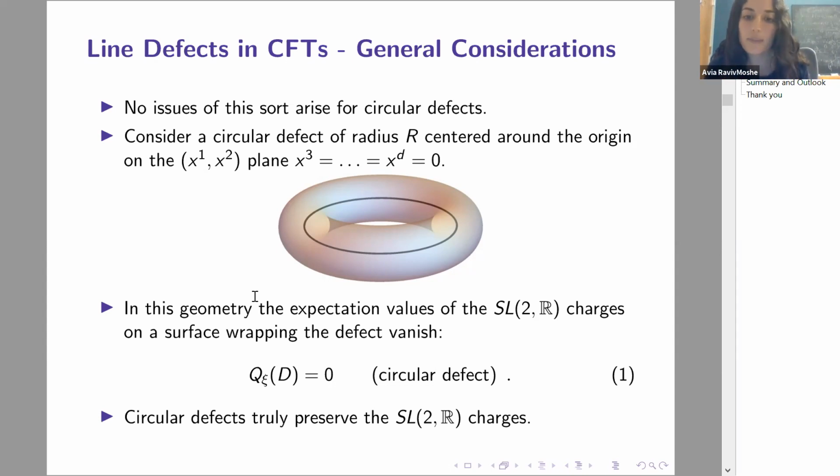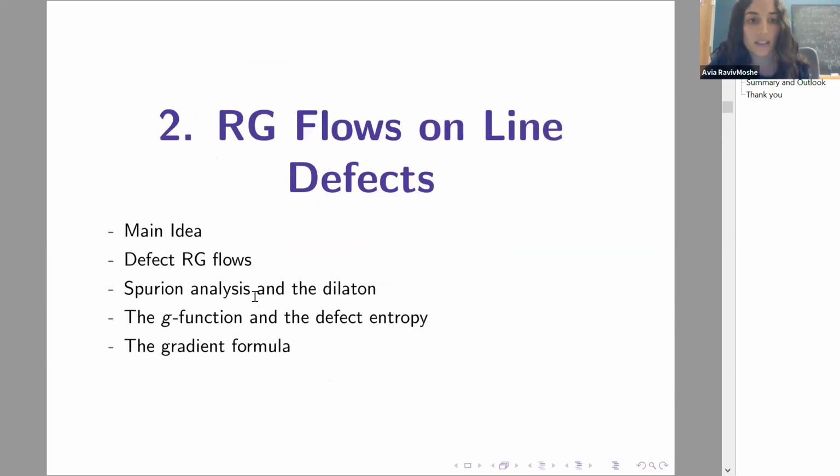And then we can calculate the expectation values of the SL2R charges. And we find that for all of them, for all of the three conformal Killing vectors, the charges automatically vanish when we take the circular geometry. And this means that circular defects truly preserve the SL2R charges, and therefore they will be a good setting for our purposes to come next. So we will focus on circular defects from now on, circular defects that are put inside a bulk that is just flat space, d-dimensional CFT.